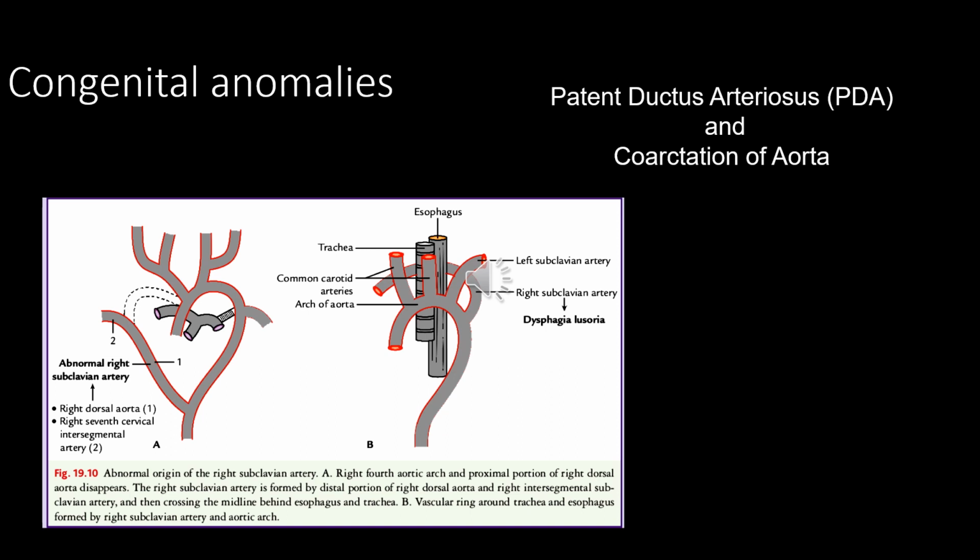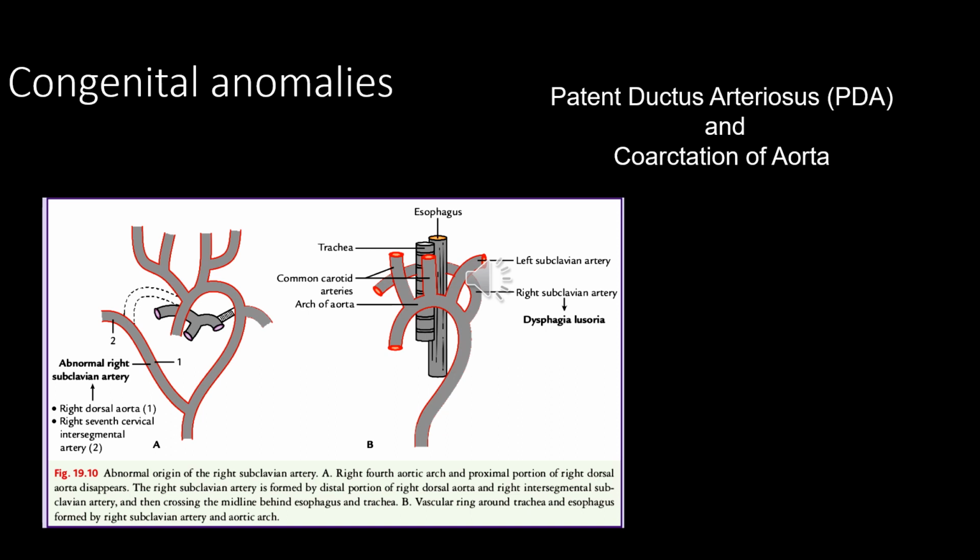This is a schematic diagram to show the various congenital anomalies, especially the abnormal right subclavian artery. I don't think that it is coming higher up on the right side, no, but once they take their final positions, this will be coming from the arch of aorta beyond the left subclavian artery.